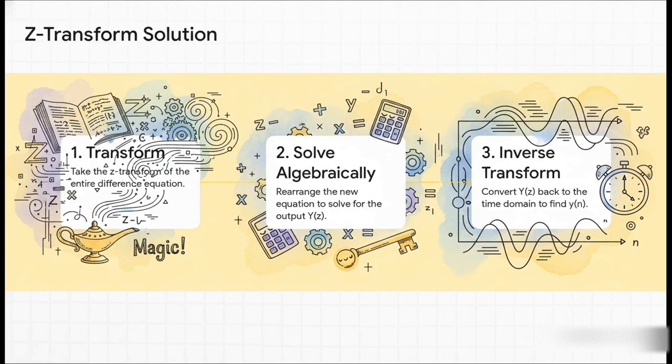This is where the real magic happens. It's like alchemy. The Z-transform takes this complicated mess of a difference equation and turns it into a simple algebraic equation. All those tricky time delays like y of n minus 1 just become simple multiplications by z. It takes a problem that feels like it needs calculus and turns it into something you could probably solve in high school algebra. It's incredible.